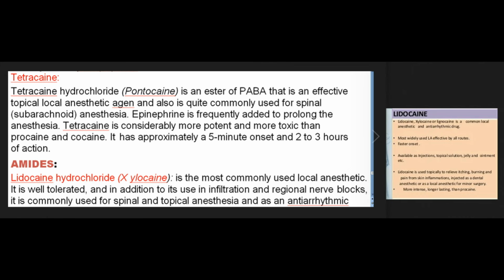Tetracaine hydrochloride, Pontocaine, is an ester of PABA that is an effective topical local anesthetic agent and also is quite commonly used for spinal, subarachnoid, anesthesia. Epinephrine is frequently added to prolong the anesthesia. Tetracaine is considerably more potent and more toxic than procaine and cocaine. It has approximately a 5-minute onset and 2 to 3 hours of action.